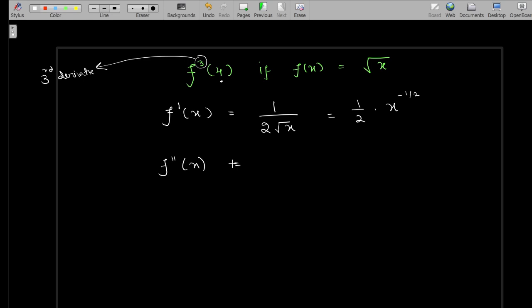Oh wait, would it be 1 over 4 over root x? No, no, no. What do you do? Power rule, apply the power rule. What was the power rule, Anika?